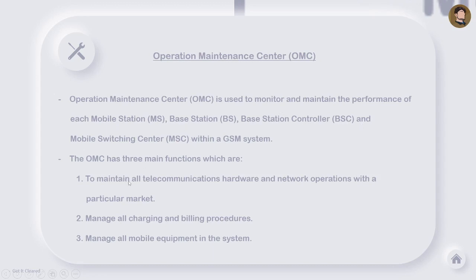The three main functions of OMC are to maintain all telecommunication hardware, because the hardware is always associated with firmware updates. To keep the firmware updated at regular intervals, OMC is responsible for that. It also manages the charging and billing procedures, and manages all the mobile equipment in that system.